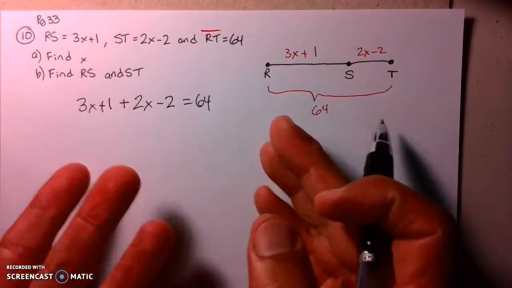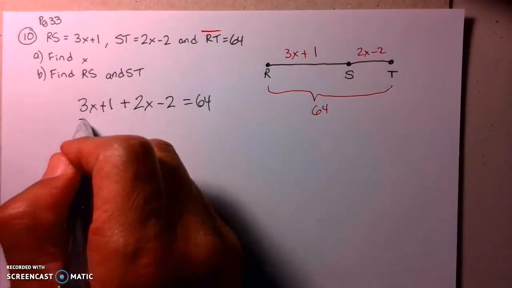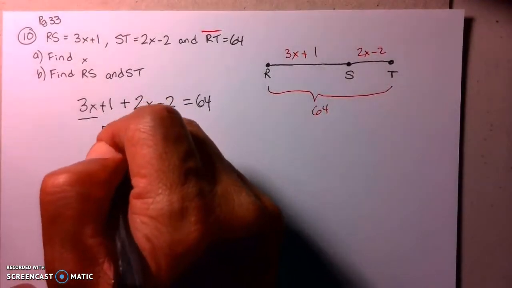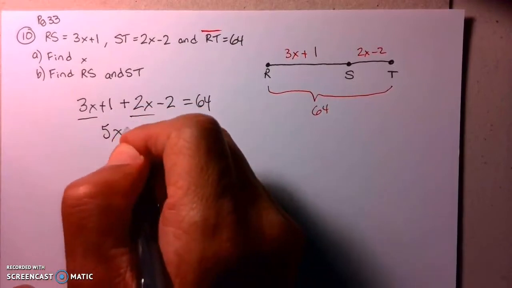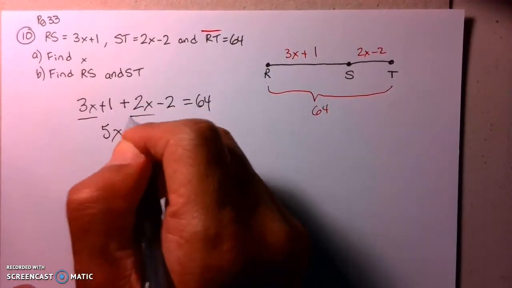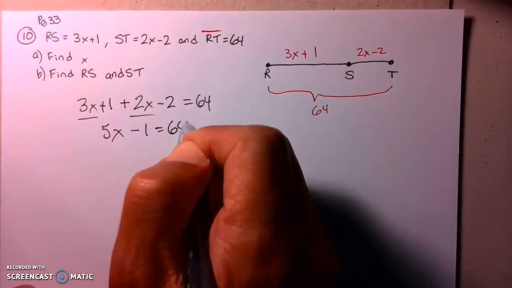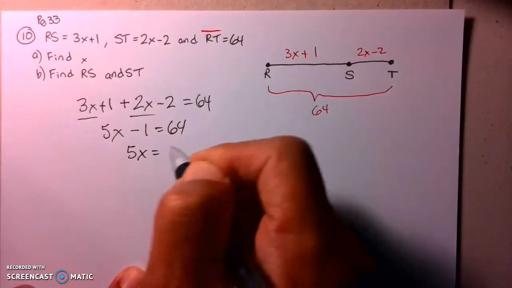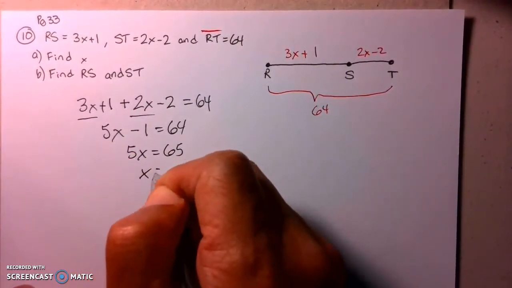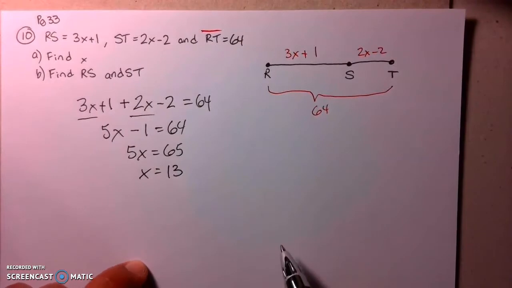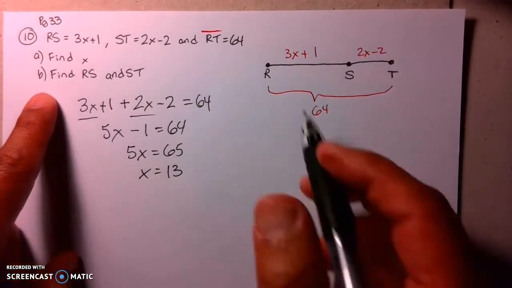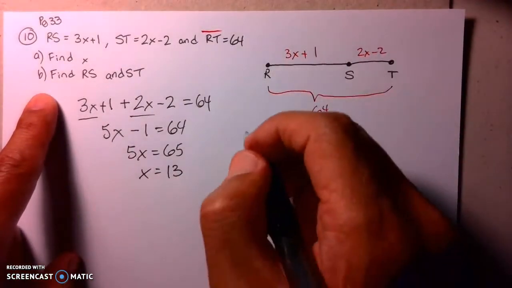Now from here, you just have to use your algebra skills from the previous classes that you've been in. 3 plus 2 is 5x, 1 minus 2 is negative 1. I'll add 1 to both sides. This thing is 65. Divide by 5. x is 13.